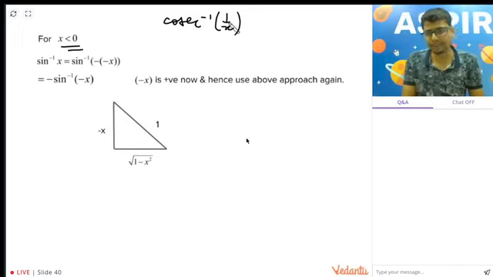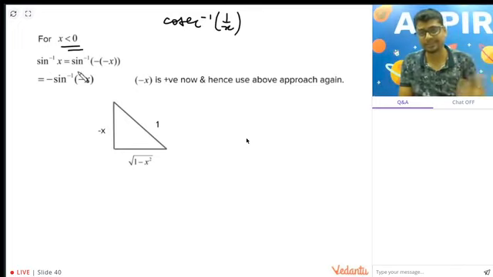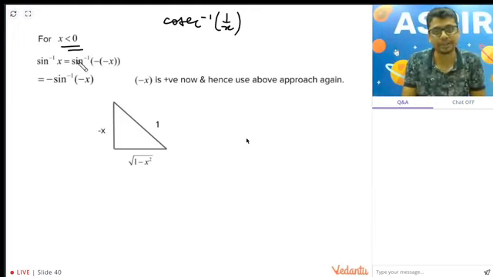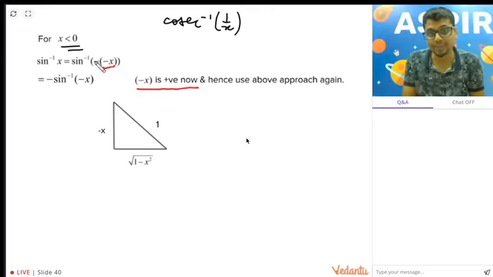Cosec inverse 1 by x is always sin inverse x, given that x is not 0, of course. And x can be between minus 1 and 1, but not 0. That's it. So sin inverse x, if x is negative, I can write this as sin inverse of minus x. Now, this minus x is positive, because x is negative.